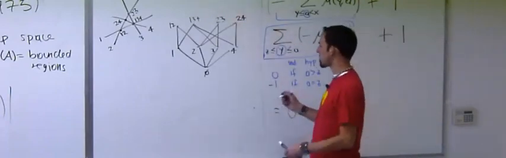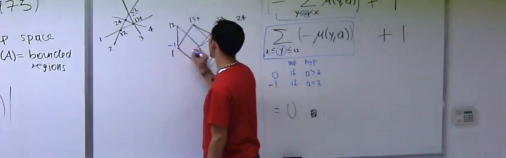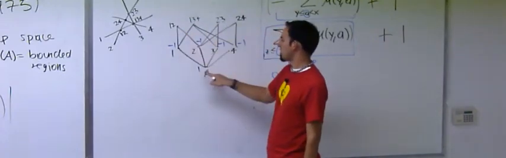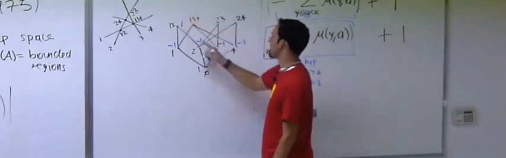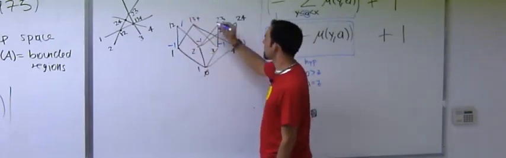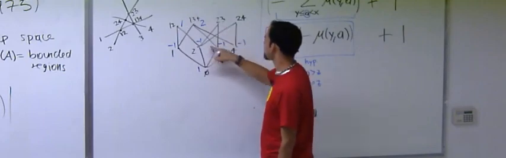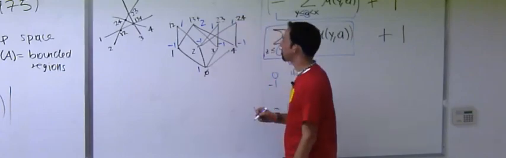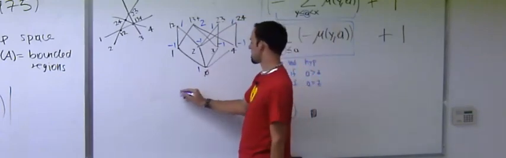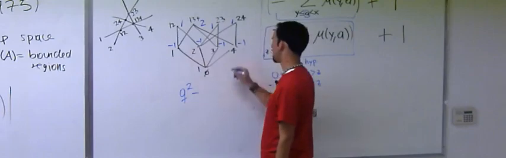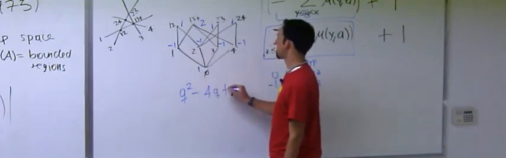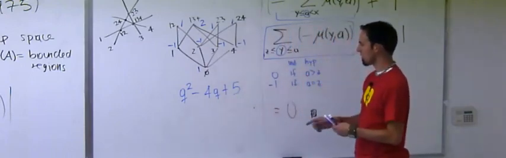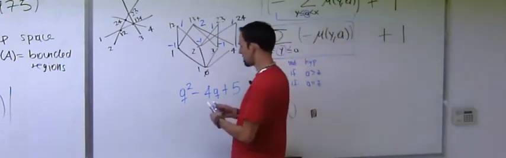Okay. Let's find the Mobius function here. 1, minus 1, minus 1, minus 1, minus 1. This guy has 2 negative 1s and a 1, so you get a 1. This guy has 3 negative 1s and a 1, so you get a 2. This guy has 2 negative 1s and a 1, so you get a 1. This guy has 2 negative 1s and a 1, so you get a 1. So the polynomial you get is q squared minus 4q plus 5.